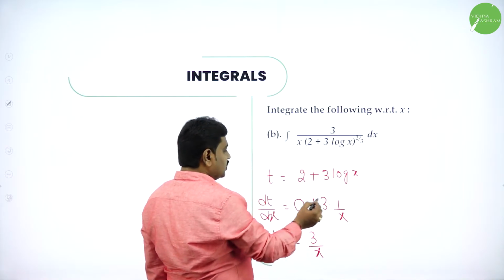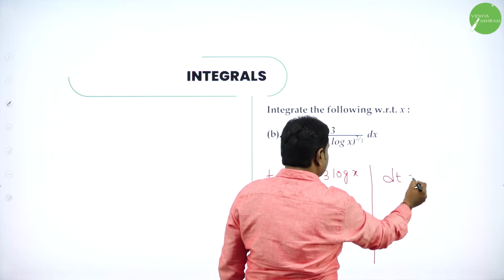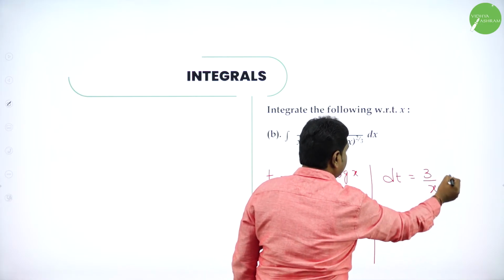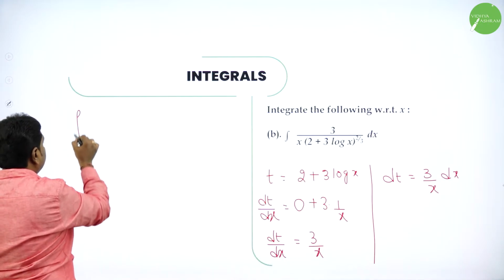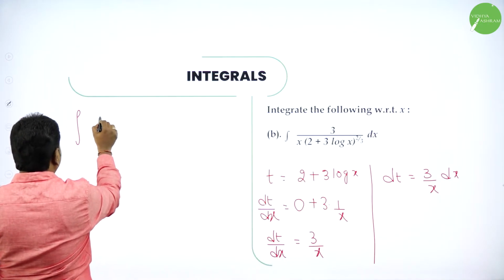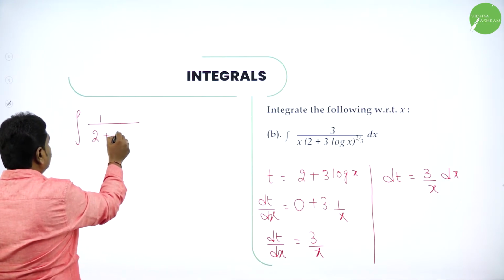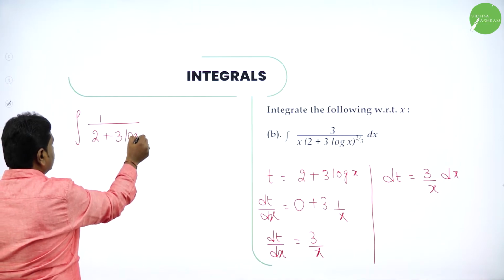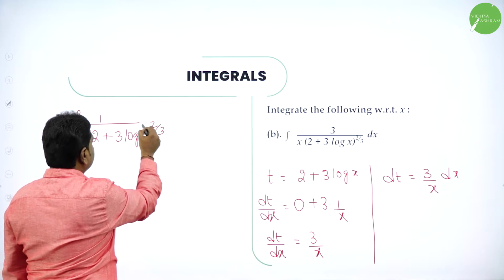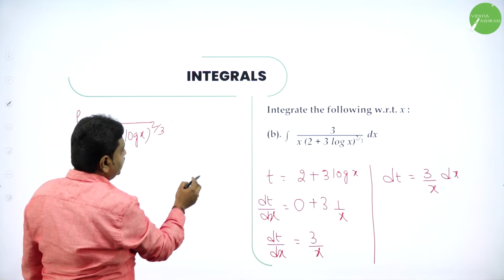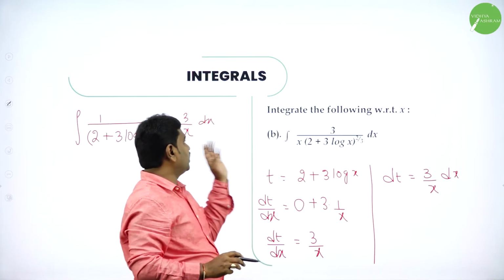We need 3 by x dx. So I can write, dt is equal to 3 by x into dx. So go back to the given problem. They have given integration of 1 by (2 plus 3 log x) whole power 2 by 3 into dx. Instead of dx, 3 by x dx. I'm writing 3 by x separately like this.